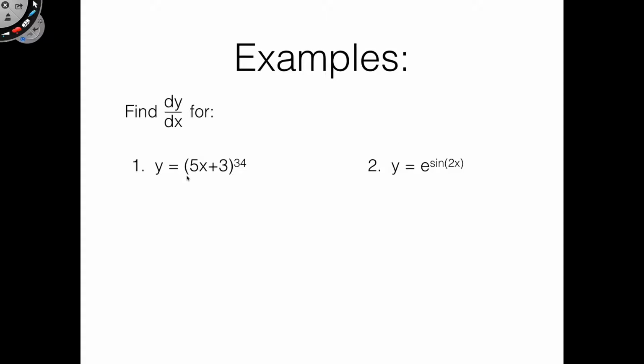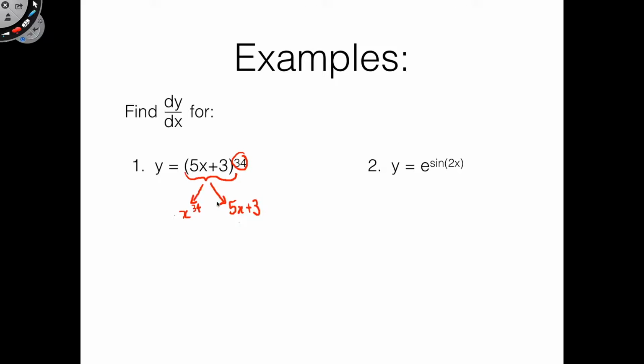So what is the outermost function here? What encompasses everything? Well, that would be the 34th power. So the outermost function here would really be x to the 34th, because everything inside here is being raised to the 34th power. Now what about the second function? The inner function would be what's left, because we only have two functions. That would just be 5x plus 3. So this is the outermost function and that's the innermost function.